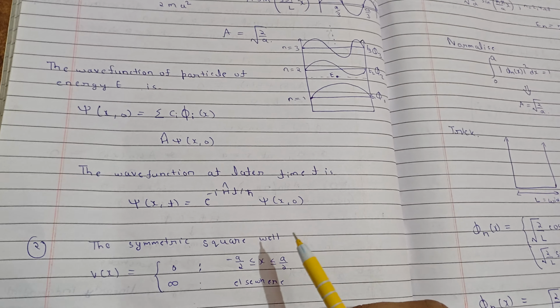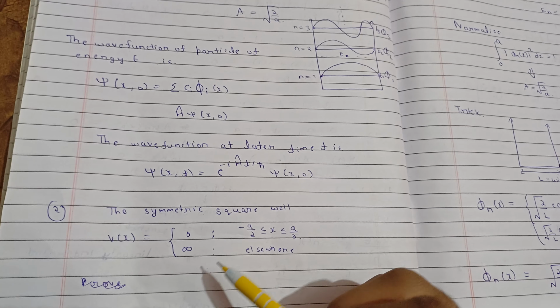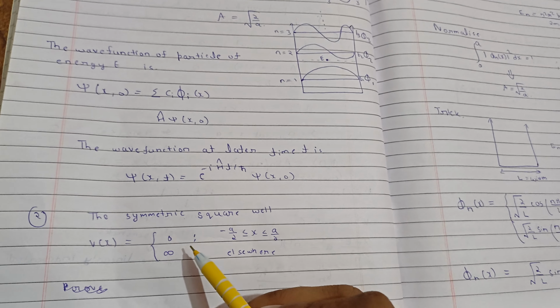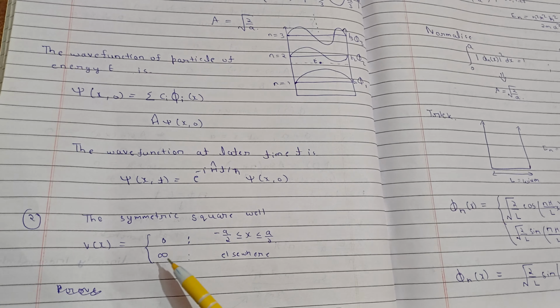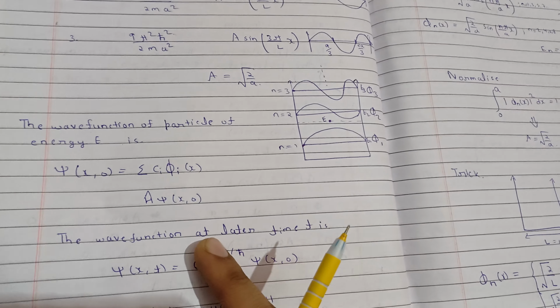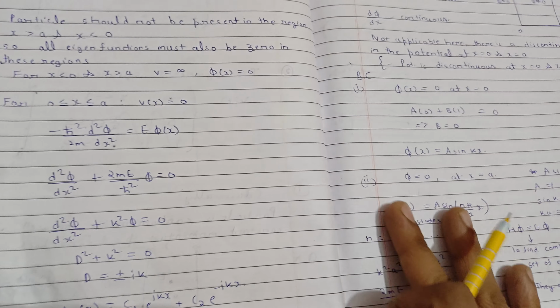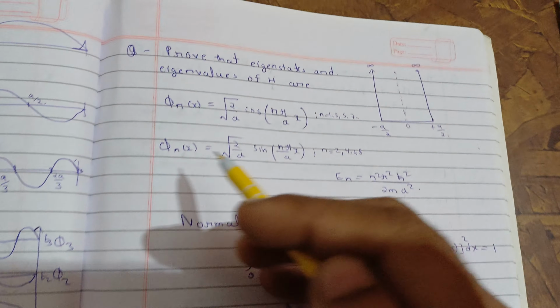Now let's see the symmetric one also. Now you have the solution for the asymmetric. So for the symmetric, you will get simply this. These are the conditions: the potential is 0 for −a/2 < x < a/2, and infinity elsewhere. This is the potential defined. Now you need to try it by yourself, following the same procedure as we did here. All the same procedure, and you will get these results.